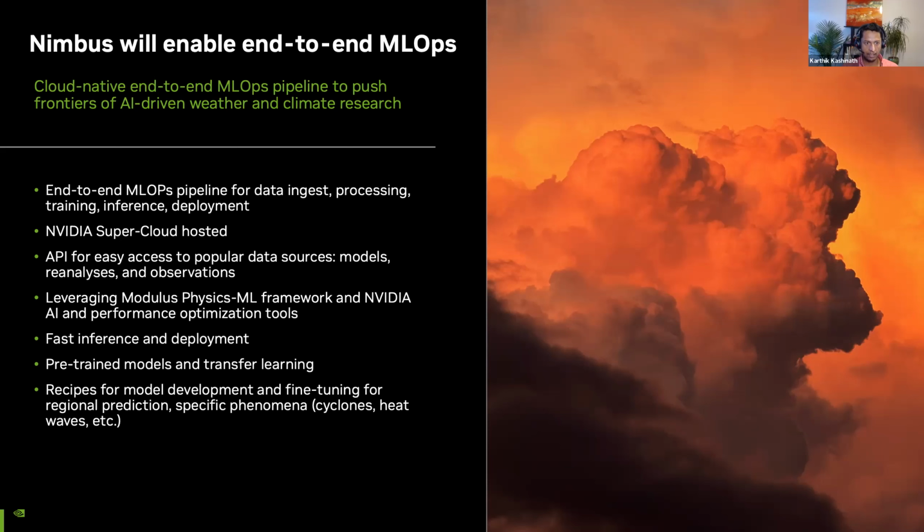It leverages the physics machine learning framework that I mentioned earlier, Modulus, and also various other AI and performance optimization tools that NVIDIA has. It's designed to have fast inference and deployment, and we will also be hosting a range of different pre-trained models, including ForecastNet, that can be used for transfer learning and potentially also for building foundation models. And finally, recipes for developing different types of models and fine-tuning them for different applications, such as regional prediction and specific phenomena like extremes. So stay tuned for more on Nimbus.